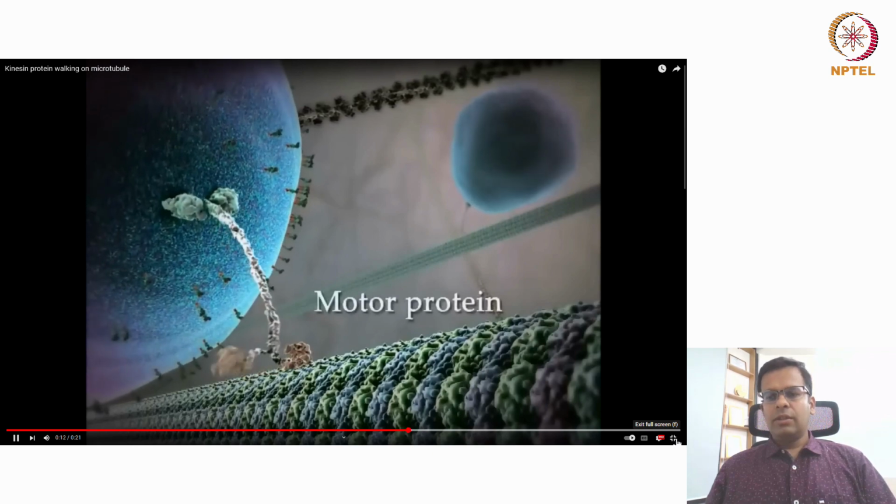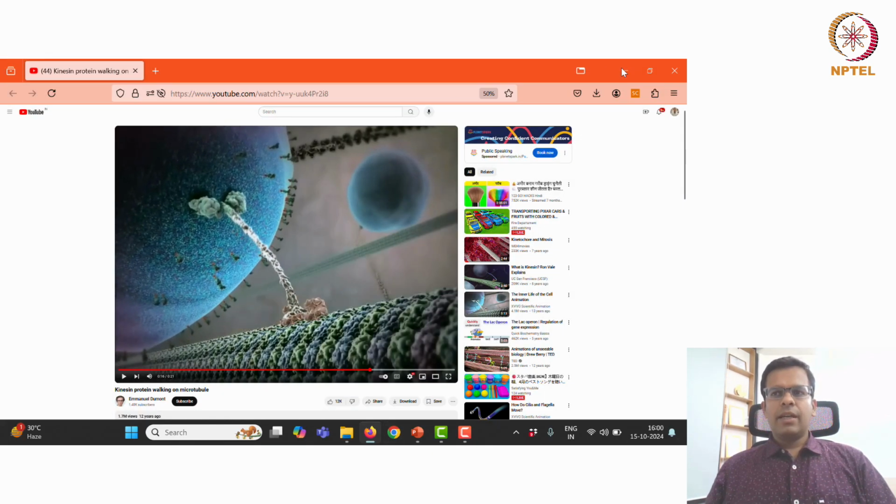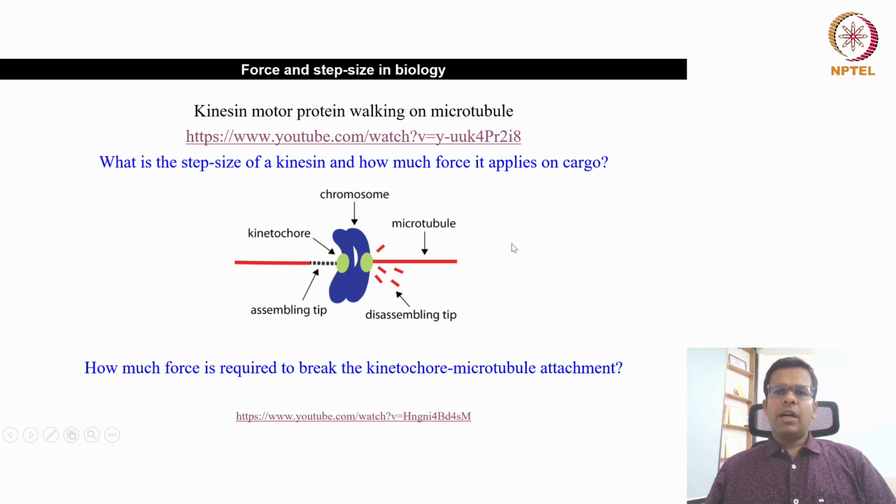So the concept that I want to convey here is that the forces and the step sizes in biology are very small, and to measure or quantify such things, you need a very sensitive method such as optical tweezers, by which you can measure such tiny forces and step sizes.